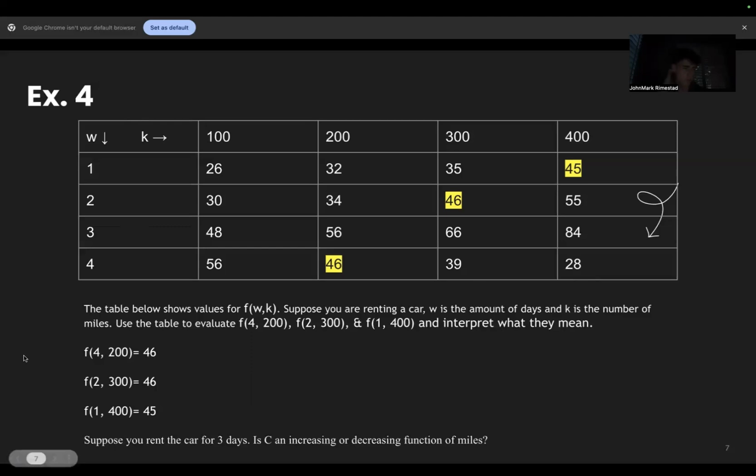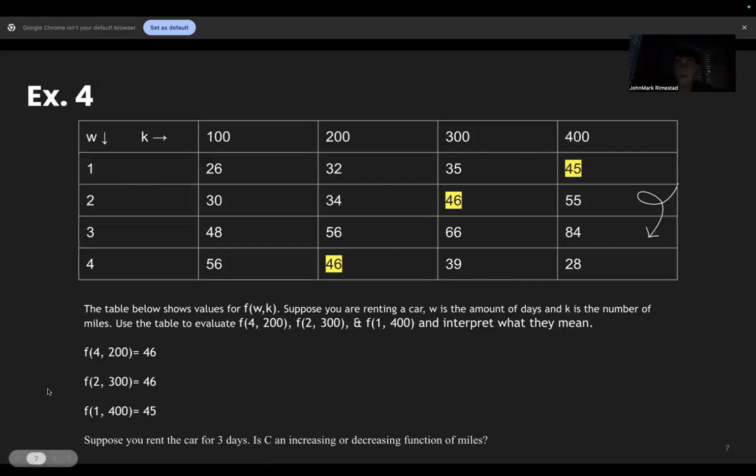Anyways, F(2,300), same thing. We're going to find that W, find that 2 right here. Go across to that 300. Perfect. That's how much it's going to cost you per day. And then F(1,400) right here. Boom, $45 a day. Essentially, what you're doing is you're finding the W, finding the K. You're finding out where they match. That's all that you're doing, right? And you're looking across at the other days. Is this going to maximize my money? Yes or no? All right.